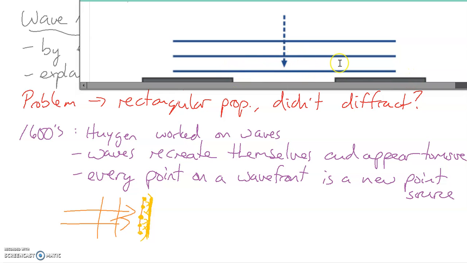And if you remember what you guys did before, if you want waves to go through an opening and you want them to spread out really good and really strong, the waves and the opening need to be about the same size.